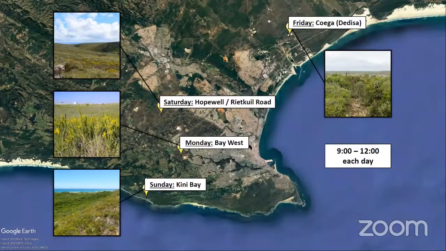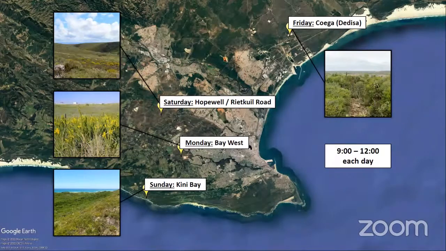So for each day, we have one event planned that we're going to be supporting. The first one, for tomorrow, we will be heading up to the Kuchas area. The idea behind our events is basically to showcase the diversity in different biomes that we get in Nelson Mandela Bay. So we're trying to see as much of that as possible. Tomorrow we're heading up to the Kuchas area where we'll see some thicket vegetation. On Saturday, we'll be going to the Hopewell and Rietkuil Road area, which is a bit of a mixture between fynbos, lowland fynbos and thicket as well.